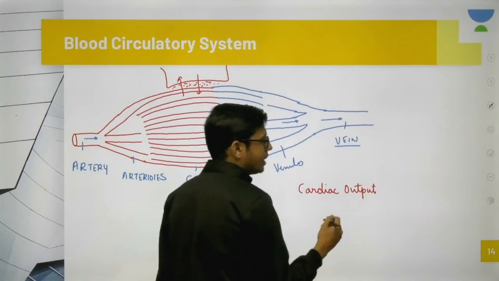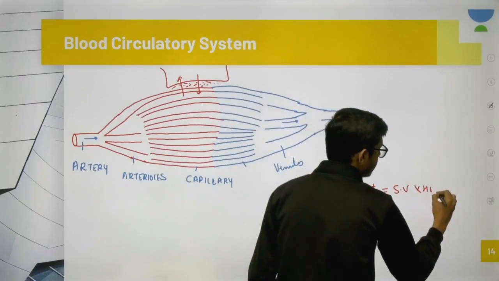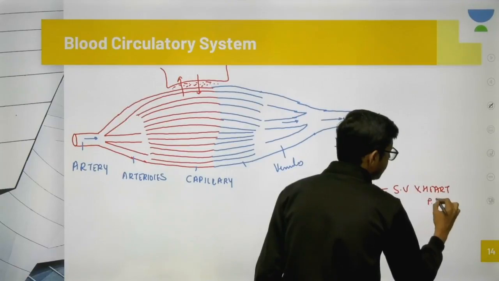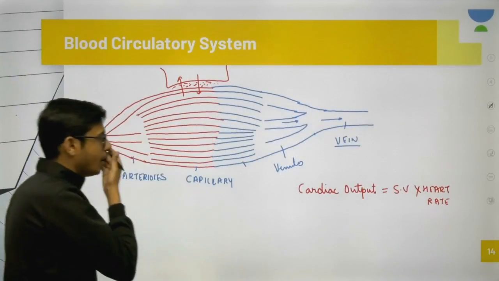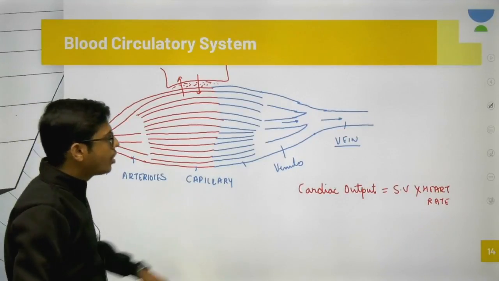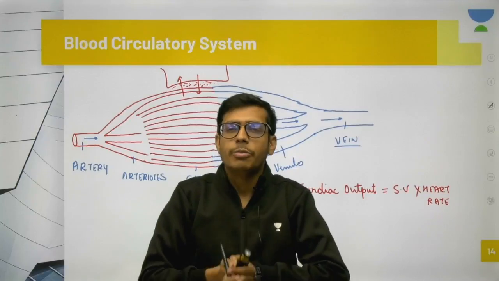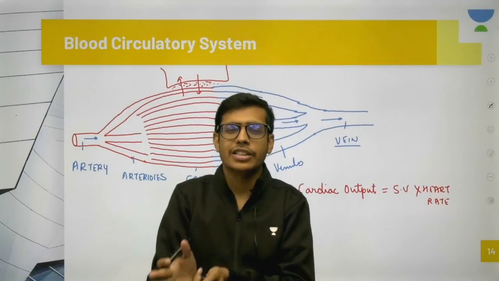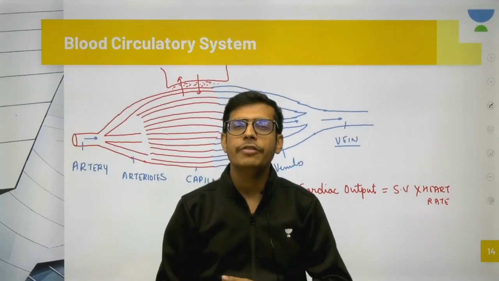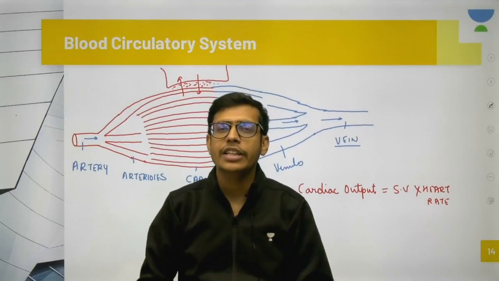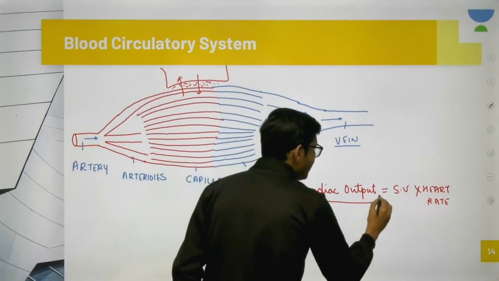we'll see this in detail, stroke volume into heart rate. We will see this in detail in further lessons, right? So now this cardiac output would be lesser. Why? Because when we are at rest, this would be lesser, and it increases to 6 times when we are working or when we are exercising or when your body is in motion. So this cardiac output extensively increases.